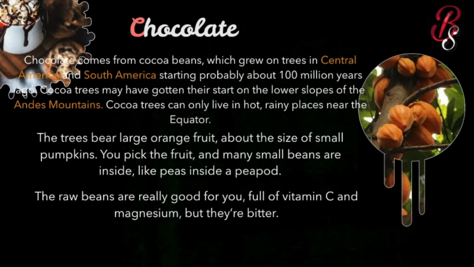The raw beans are really good for you, full of vitamin C and magnesium, but they are bitter. Everybody knows that cocoa is so bitter, right? So we add a good amount of sugar and other things, and for that reason we get the form of chocolate. Let's go to the next slide and figure out what varieties of chocolate we have.